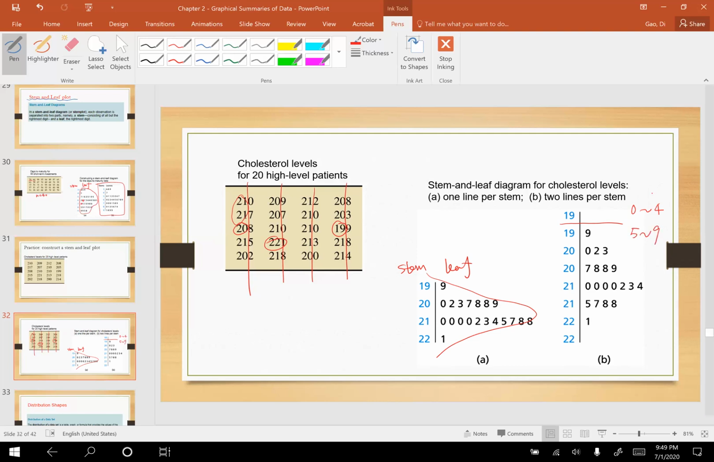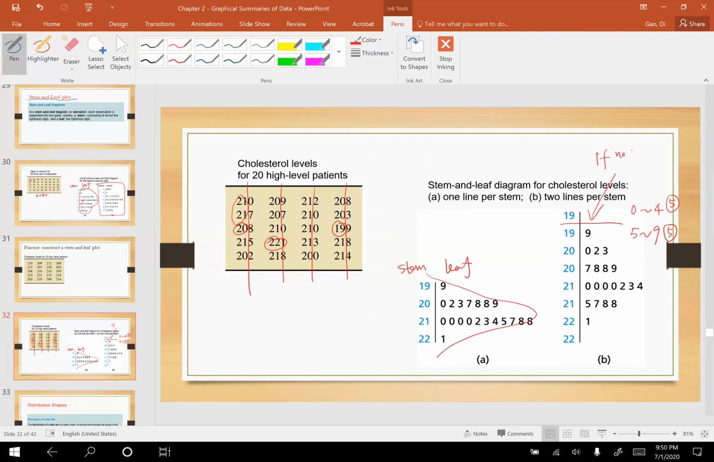So 0, 1, 2, 3, 4: a total of 5 numbers. Then 5, 6, 7, 8, 9: another 5 numbers. So a total of 10 values equally separated into 2 lines. For 19, from 0 to 4, we don't have any values that satisfy that, so we just leave it blank.